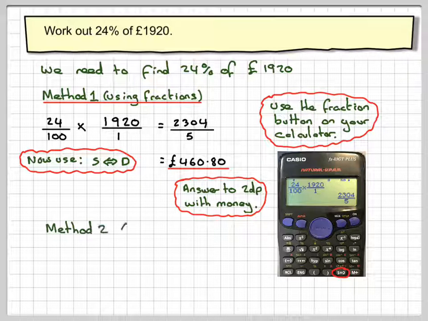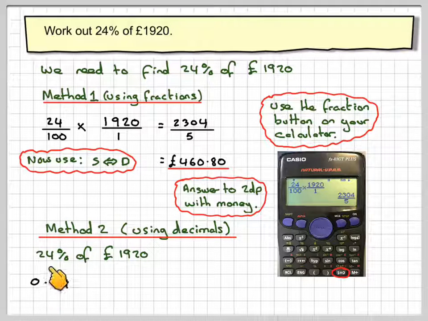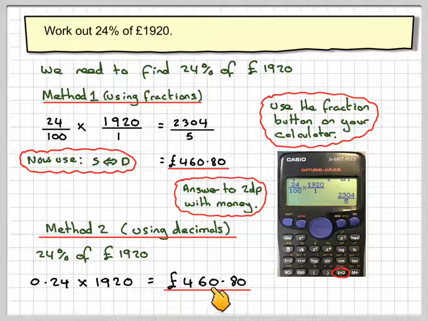Now, method two is using a decimal. So what you do is you write 24% as a decimal. So to remind you, we're finding 24% of 1,920. So what we will do, 24% as a decimal is 0.24. Of in mathematics is multiply, and then we do 1920, and you just write that in normally on your calculator, and that will give you straight away 460.80. So £460 and 80 pence.